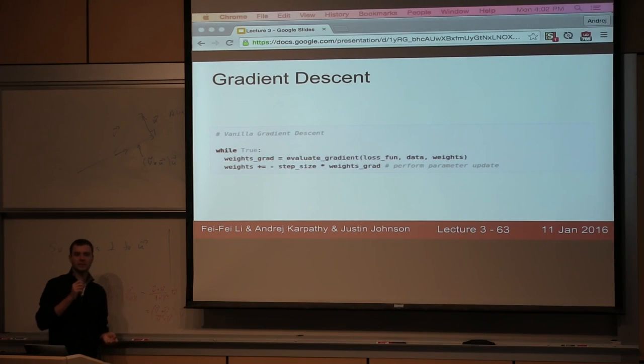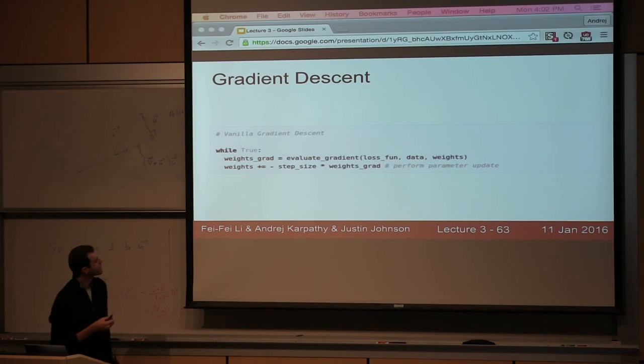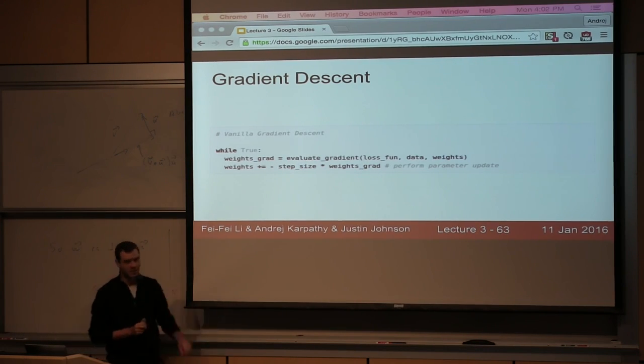Was there a question in the back, by the way? Yeah, I was just going to ask, is that weight gradient vector a unit vector? It's not. That gradient is just a gradient. It tells you the slope in every single direction, and then we just take a step-size step of it.